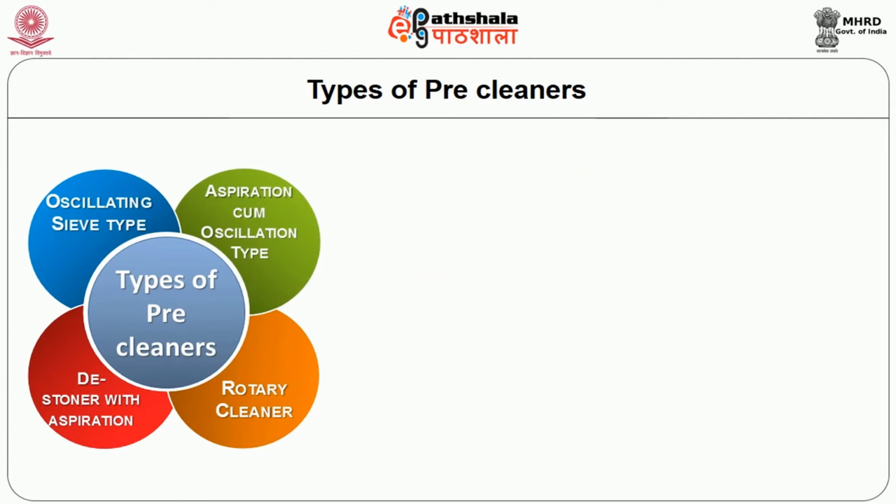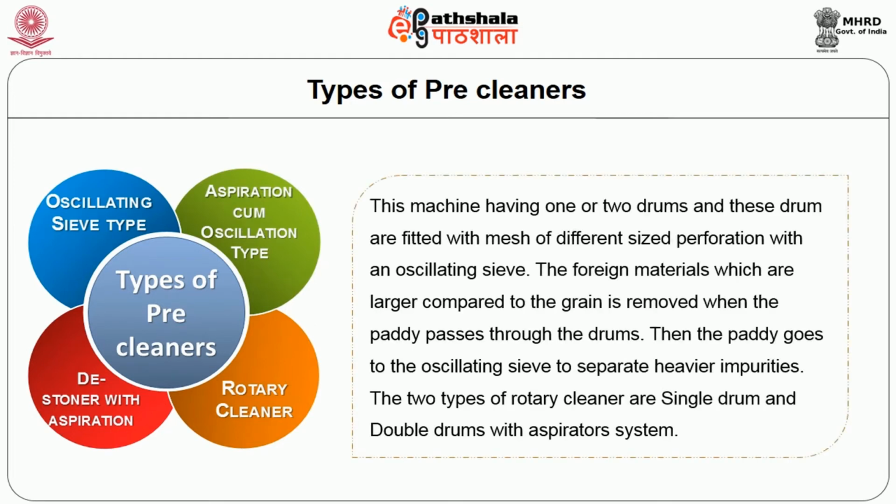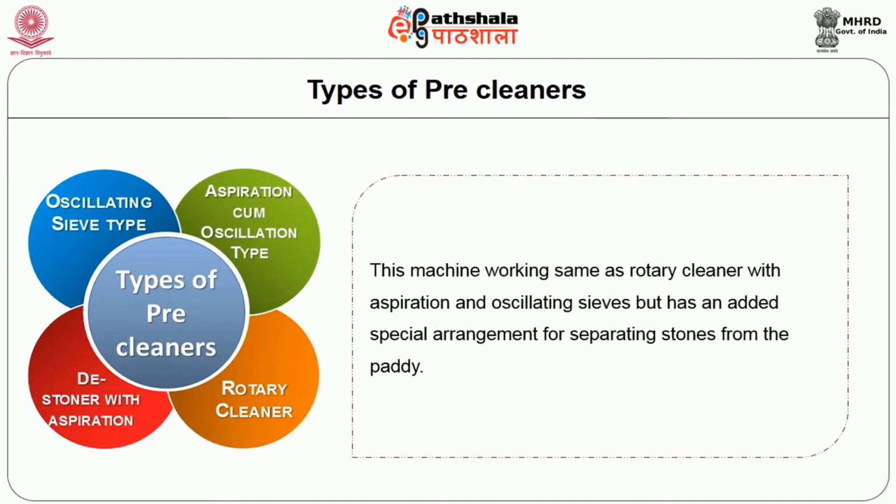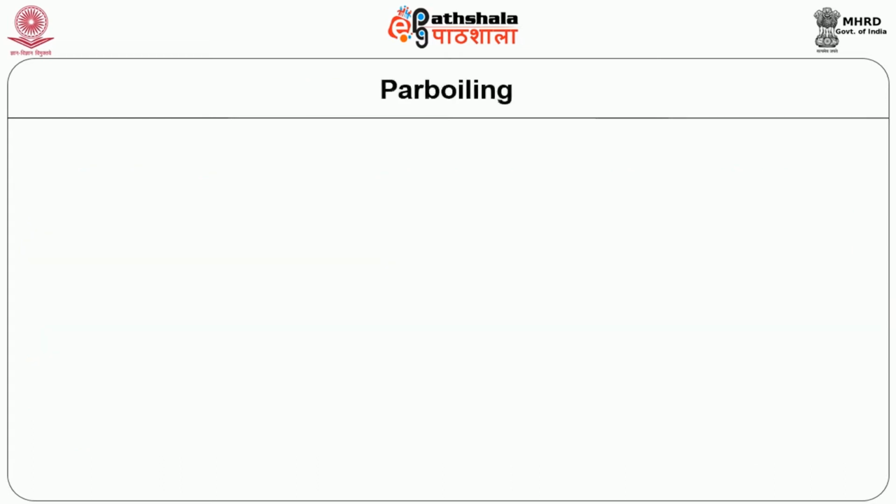The next equipment is the rotary cleaner. This machine has one or two drums fitted with mesh of different perforation sizes, along with an oscillating sieve. Foreign material larger than the grain is removed as the paddy passes through the drums. Then the paddy goes to the oscillating sieve to separate heavier impurities. The two types of rotary cleaner are single drum and double drum with aspirator system. Next is the destoner with aspiration. This machine works the same as the rotary cleaner with aspiration and oscillating sieves, but has an added special arrangement for separating stones from the paddy.